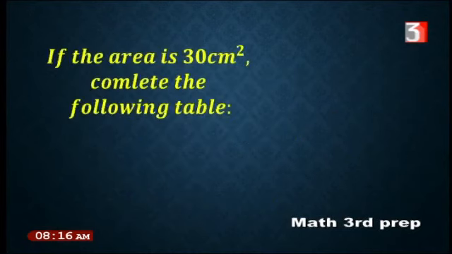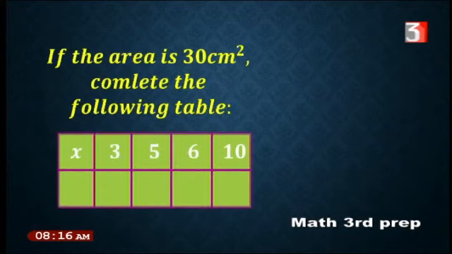If the area of the rectangle is 30 centimeters squared, I want you to find the value of the missing numbers in the table. In the table, values of x are 3, 5, 6, and 10, and I want you to find the values of y. All of you know that the area of a rectangle is length times width. So we can say that to find the values of y, that's correct.